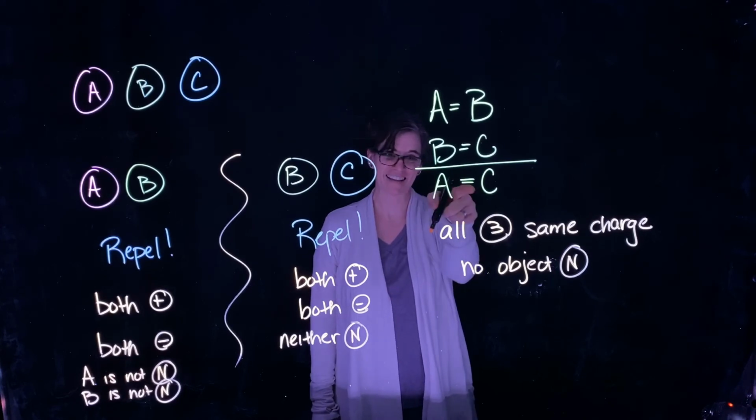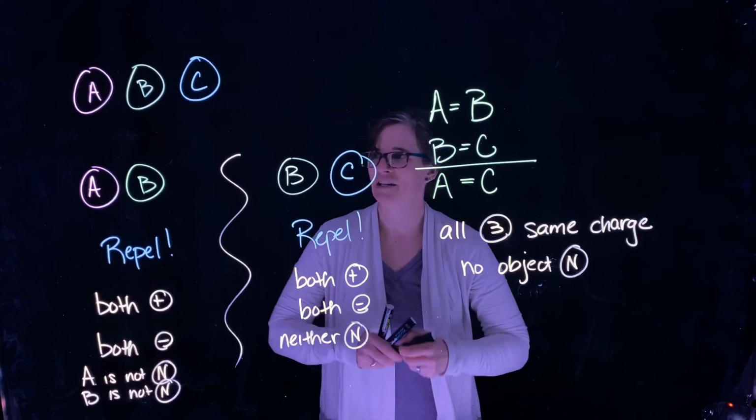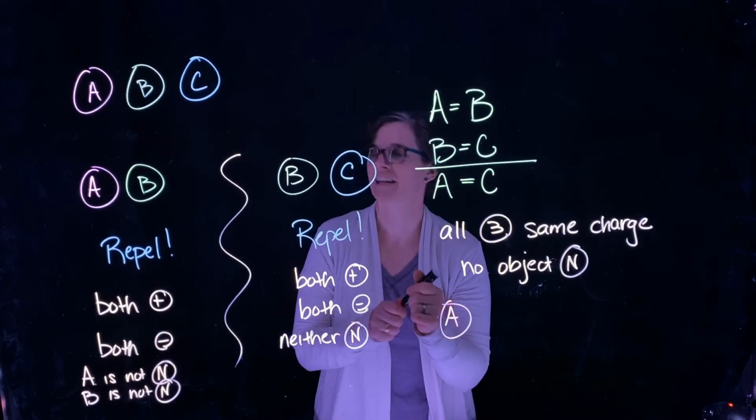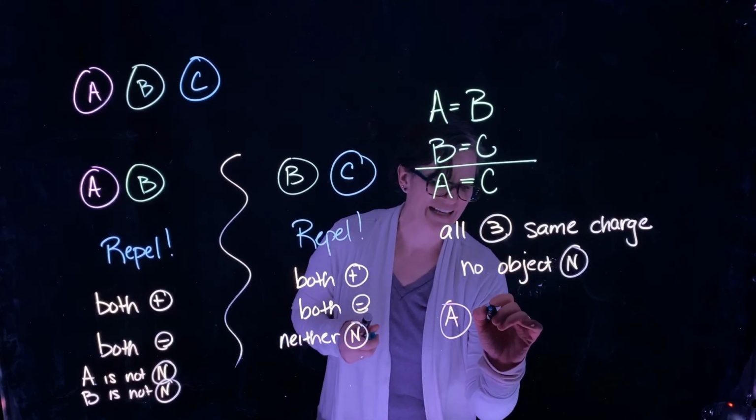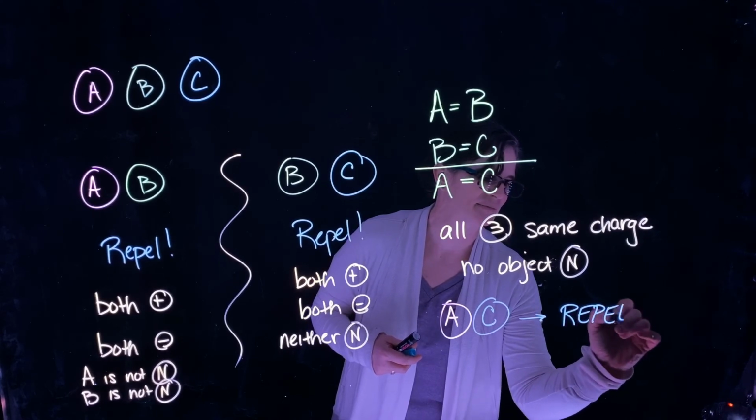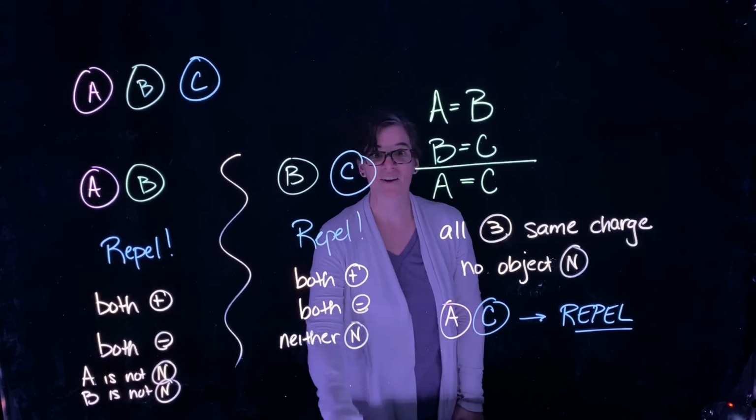If A is next to C, it too is of the same charge as C. So just to finish our problem out, if we put A next to C, it too will repel. Like charges repel. All right, good job.